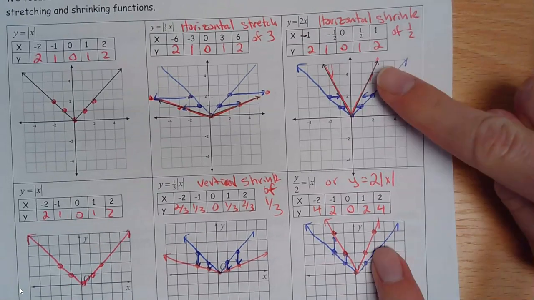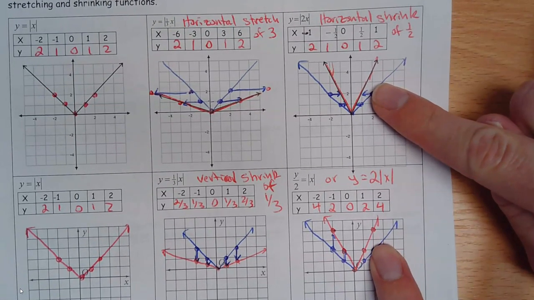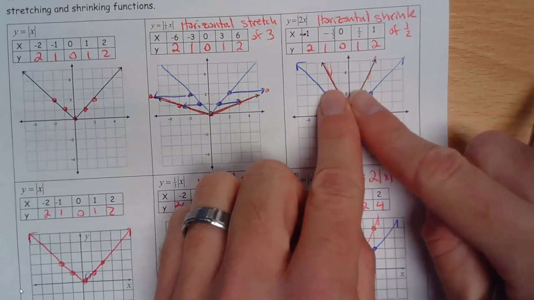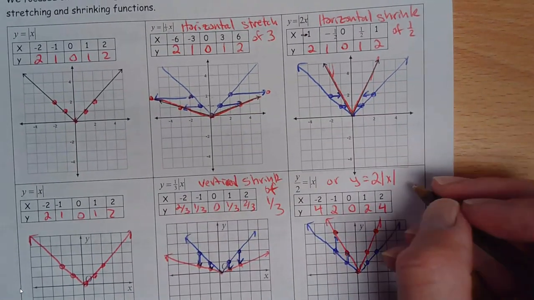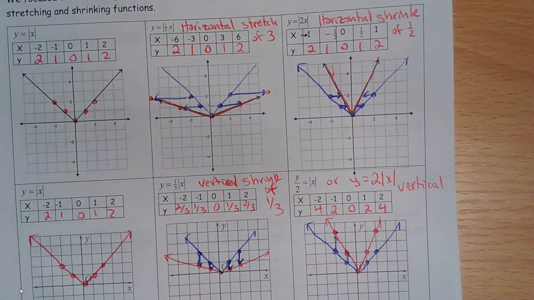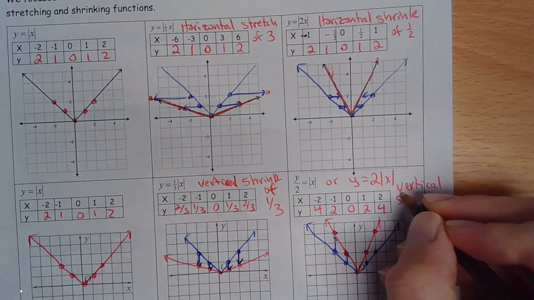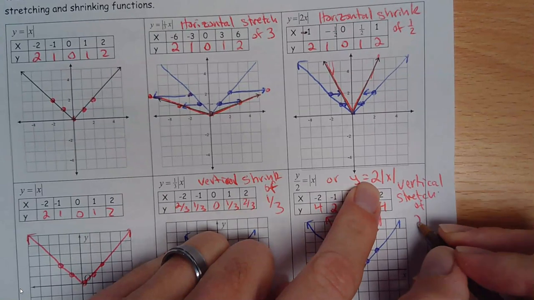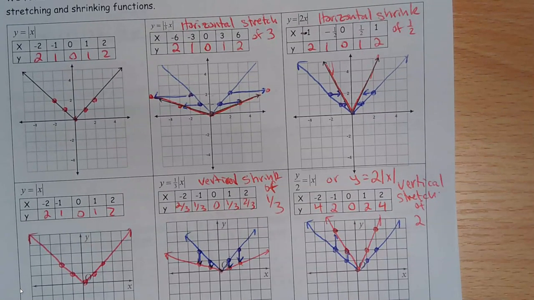If I look at those red graphs, they're the exact same thing. Now this one, again, the points went up, where these went in. But if they go up, that's vertical. And was it a stretch vertically or a shrink vertically? They went up, right? So I pulled them out. I stretched them. It's a vertical stretch, and in this case, they all doubled their y value. So it's a vertical stretch of 2.